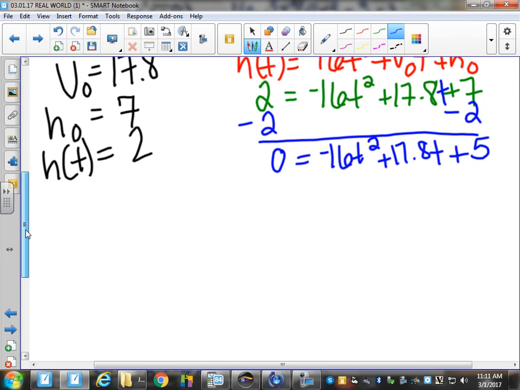Wait, why was it subtracting 2? Wouldn't we subtract 7? So because this is a velocity problem, we have to get this set equal to 0 in order to start solving using the quadratic formula. Okay? What's my next step? Guys, sitting up nice and tall, please, or I'm going to turn the lights back on.